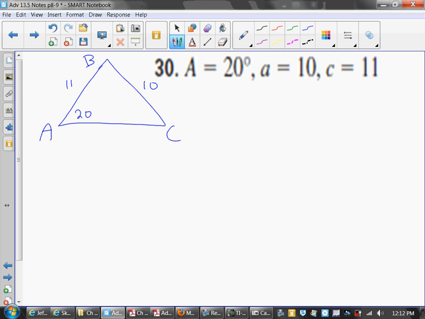Now, what we're going to do here is we set up to solve for what angle first. What is the only angle I can solve for right now? C. I can only solve for angle C as of right now, because I know the side opposite. So here's what I do. I set up my law of sines like I would normally. The sine of 20 is to 10 as the sine of C is to 11.